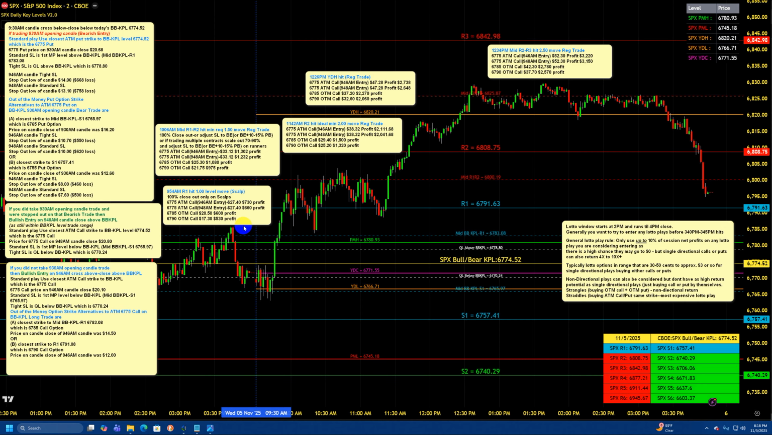Okay, so to clarify, if you took this trade, you had a loss no matter which strike you did, and no matter whether you had the tight stop loss or the standard stop loss. You then could have entered into this trade here from the bull bear KPL after taking this loss if you were so inclined, because this is a bullish entry signal for the bull bear KPL. If you did not take this opening trade, then this candle, the 9:46 candle, would be your first trade.